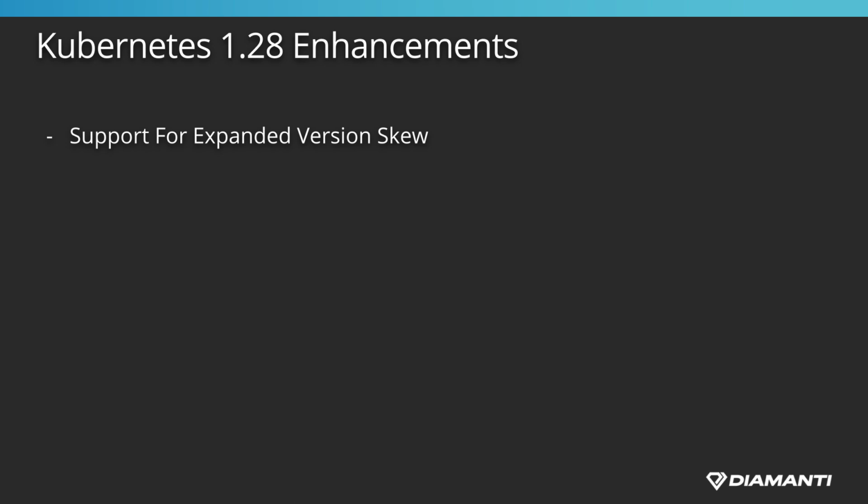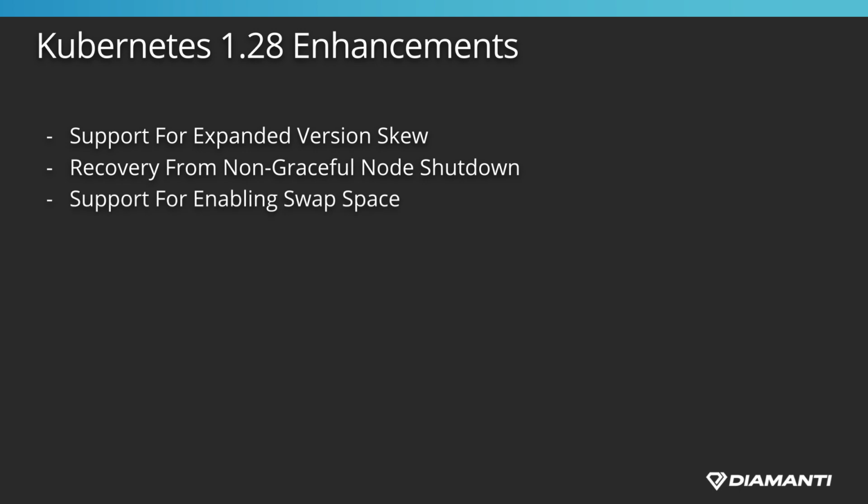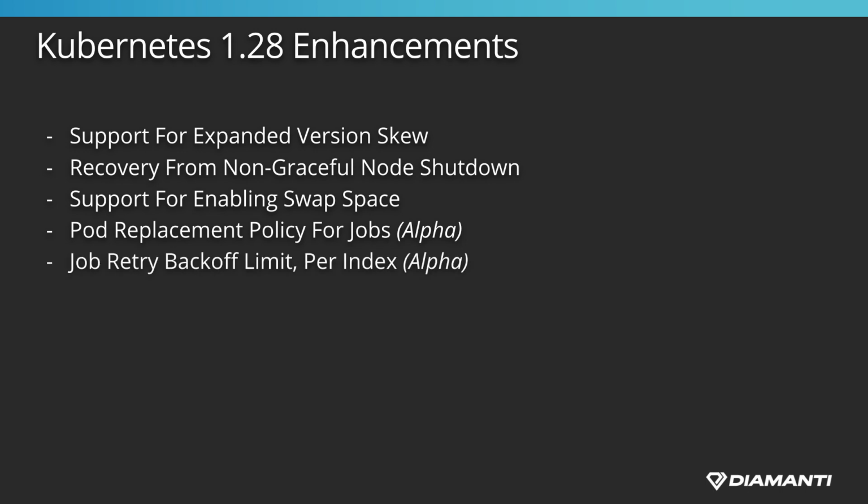If a node shuts down unexpectedly or ends up in a non-recoverable state, it's now possible to restart stateful workloads on a different node. You can now continue to test and build cluster capabilities on top of swapped memory usage. It's now possible to specify if you want the control plane to make new pods as soon as the previous pods begin termination, or only after they are fully terminated. Kubernetes can now handle pod failures for every index job, independently, allowing the complete execution of all indexes and avoiding unnecessary retries of consistently failing indexes.